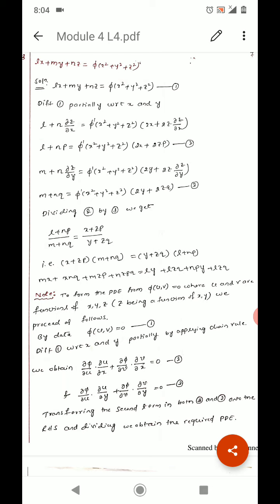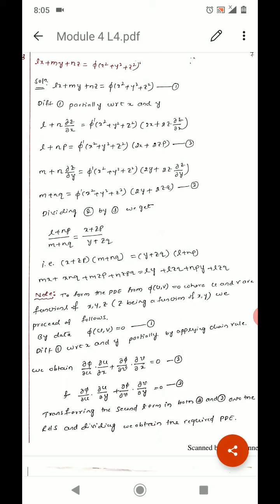So first, the given equation phi of u comma v equal to 0 is taken as equation 1. Now differentiate the given equation with respect to x and y partially by applying chain rule. The chain rule we have already discussed in first semester. So first we need to differentiate the given function with respect to x partially.